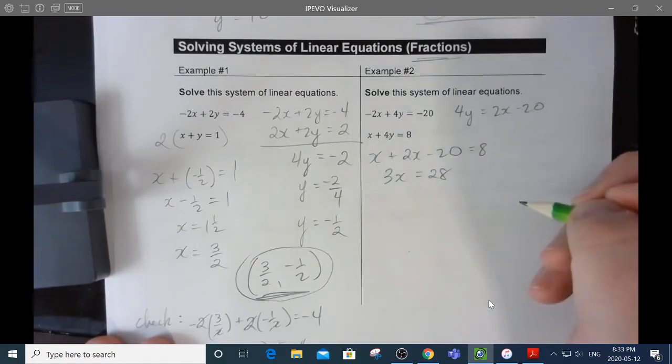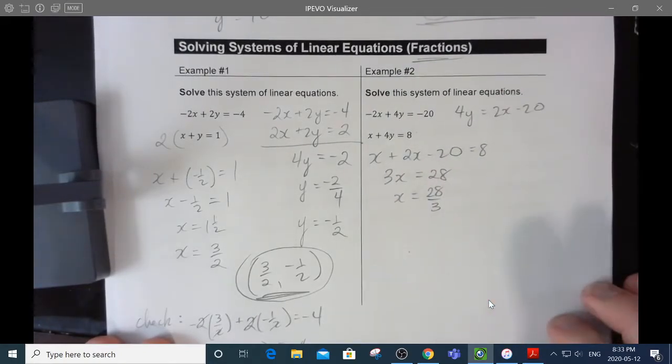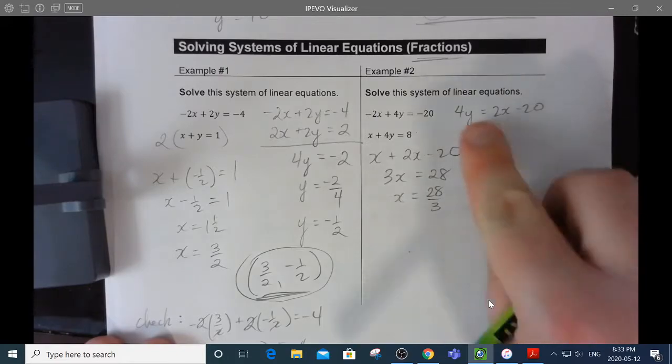Now, does 28 divide by 3 evenly? Or whole? Nope. And that doesn't simplify, because 3 doesn't go into 28. It goes into 27 and 30. Now I've got to figure out what y is. I'll just plug it in here.